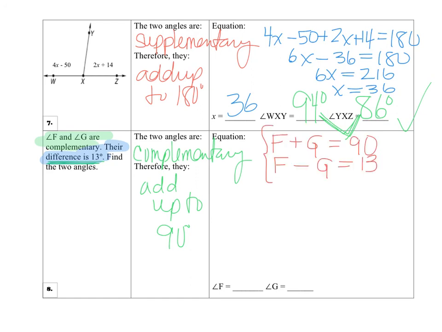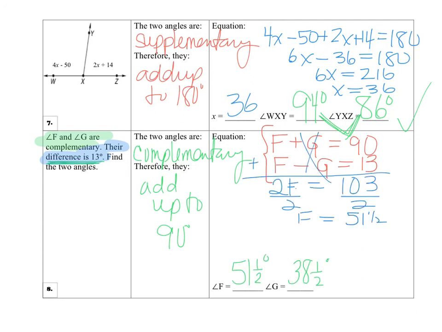Okay, hopefully you have the two equations f plus g equals 90 to show that they're complementary, and then f minus g equals 13 to show that their difference is 13. Again, I want you to pause the video and solve this. I would recommend solving by elimination because they're all lined up and ready to go. So go ahead and pause the video, solve it using elimination, and then find out what both f and g are, and we'll come back and check in.